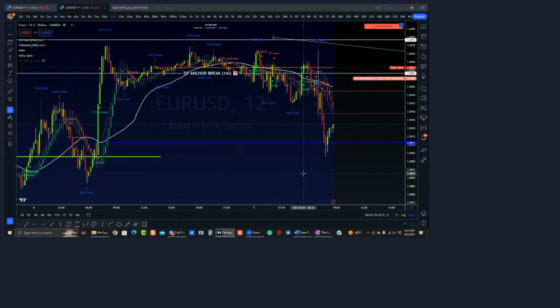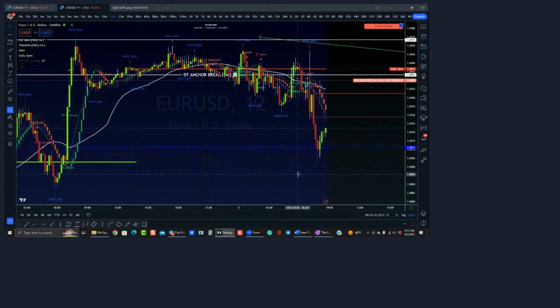Whenever I have the time to get on and chart and trade my personal account, I'll just come on here and share with you guys what I'm looking at, what I'm seeing.